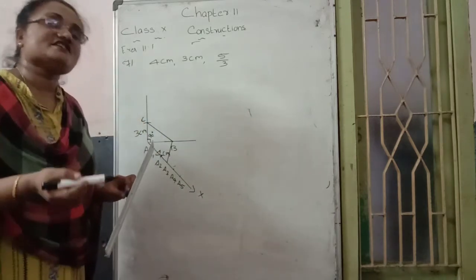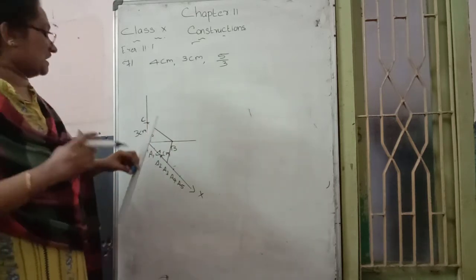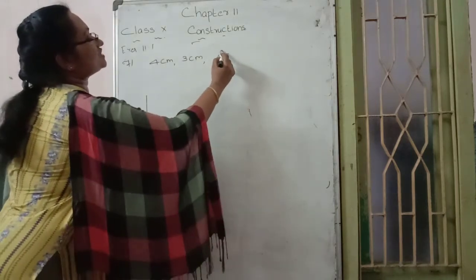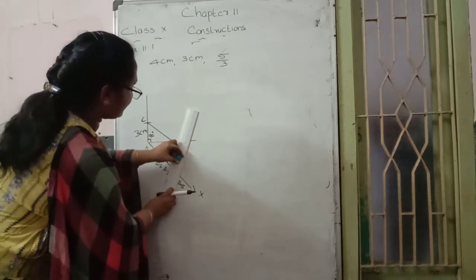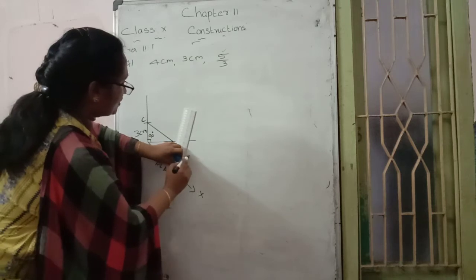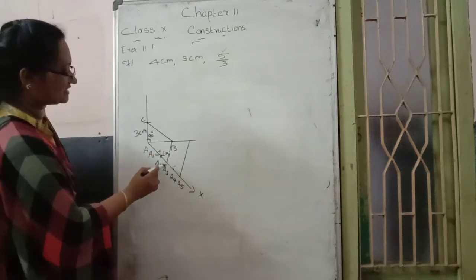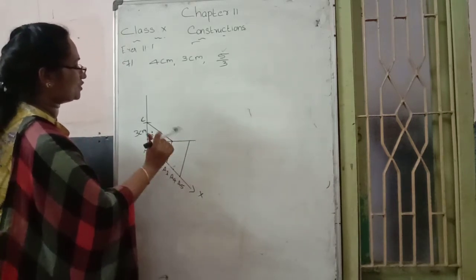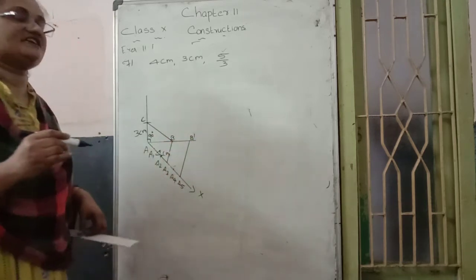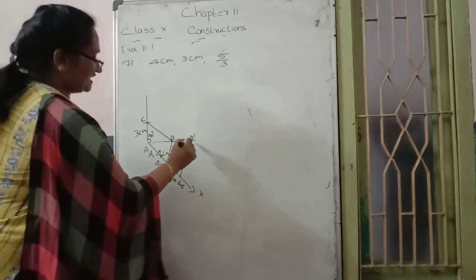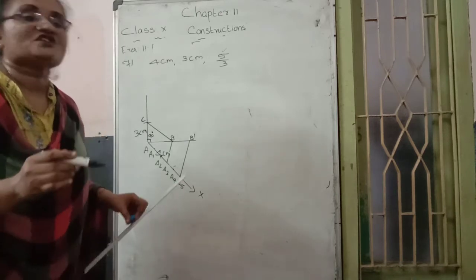The next procedure is to draw the parallel. How to draw the parallel? Adjust your scale and draw the parallel. Here the next remaining measurement is 5, that means A5. Keep your scale properly and draw a parallel line through A5. Here see A3 and A5. Mark the intersecting point as B dash. But A3B and A5B dash are parallel. Parallel lines mean they never intersect.